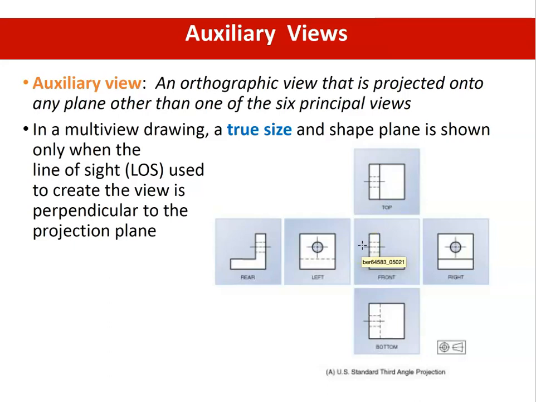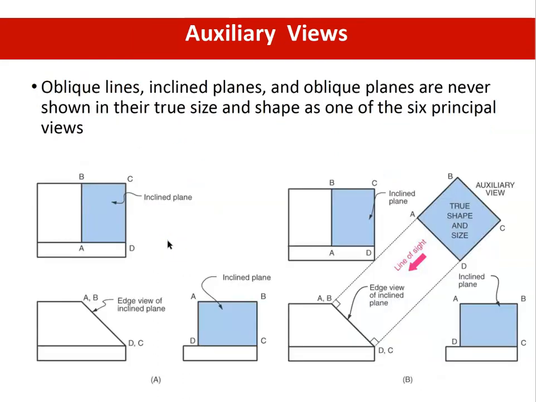But sometimes you cannot capture the true size of an inclined plane using these 6 views, so you need an additional view. In a multi-view drawing, the true size and shape of a plane is shown only when the line of sight used to create the view is perpendicular to the projection plane. But what if it's not perpendicular? This is a case where we have an inclined plane and our front, top, and right side views do not tell us what the actual dimension of our inclined plane is.